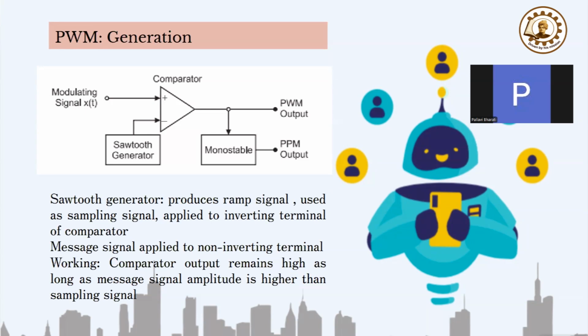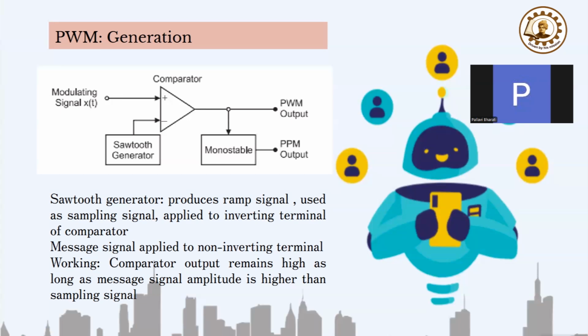For the timing, just ignore this monostable multivibrator in the circuit. Just take the circuit as an op-amp as a comparator. In the inverting terminal, you are applying the sawtooth generator. In the non-inverting terminal, you are applying the original message signal or the modulating signal, and at the output, you are getting the PWM signal. The function of the sawtooth generator here is to produce the ramp signal used as the sampling signal, and it is applied at the inverting terminal. The message signal is applied to the non-inverting terminal.